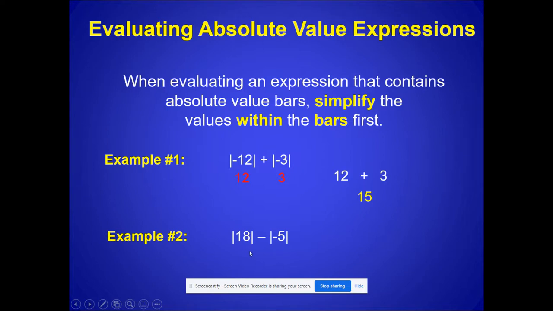Another example, I have the absolute value of 18 minus the absolute value of -5. The absolute value of 18 is 18. The absolute value of -5 is 5. I'm going to subtract this time, so 18 minus 5 would be 13.